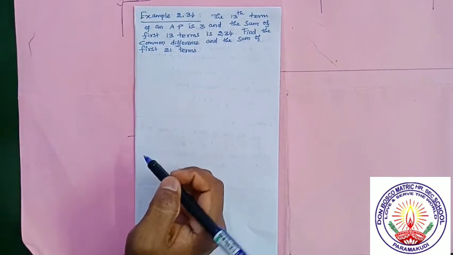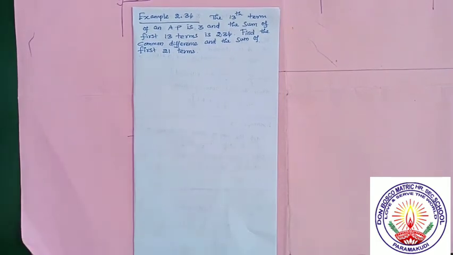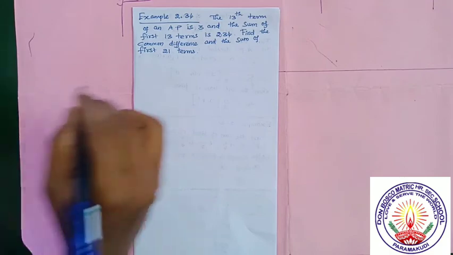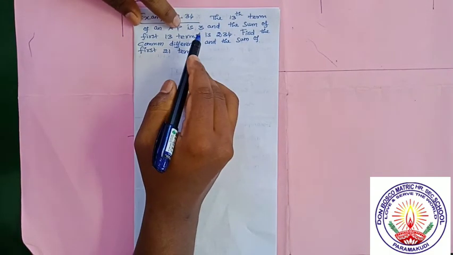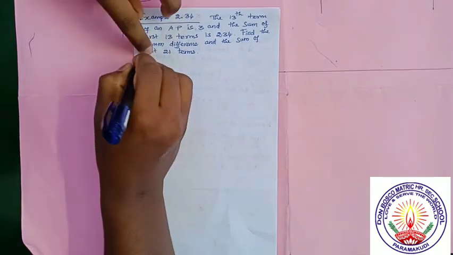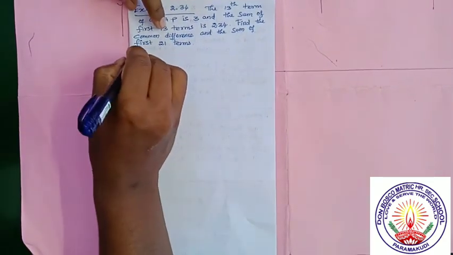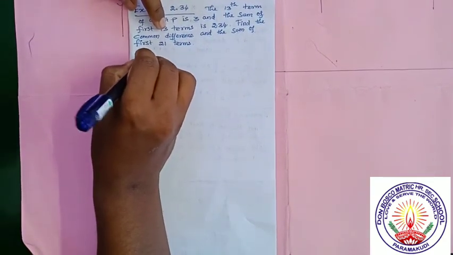So very simple one. It is a difference between the 13th term and the sum of first 13 terms. If you know the difference, only then you can solve. So first one, solution. Let us write the solution. So what is given?